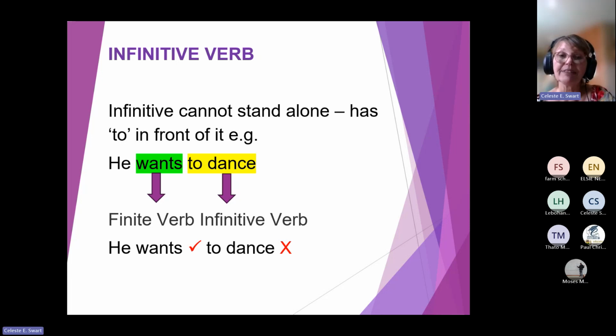And here we have the sentence, he wants to dance. And you know what? You can say he wants. Perfect sense on its own. He wants to dance, then the infinitive is to dance. You'll see that, yeah, he wants has a tick after it to show it's a finite verb. It can stand on its own.